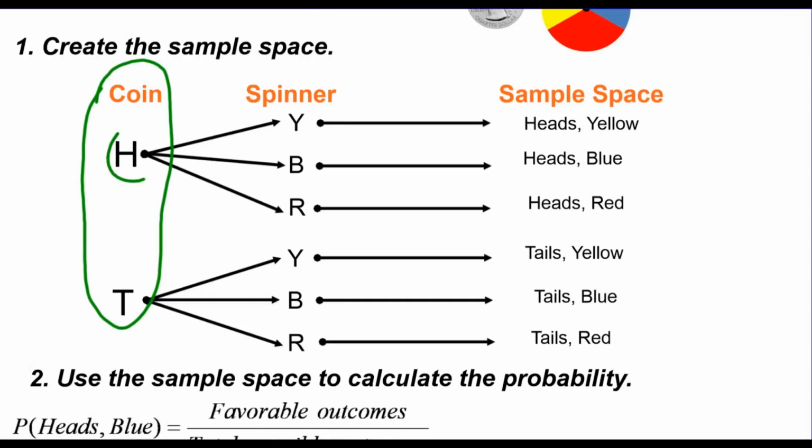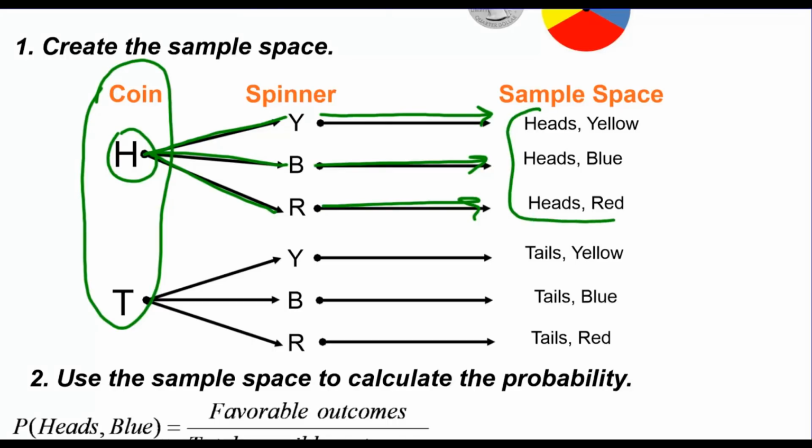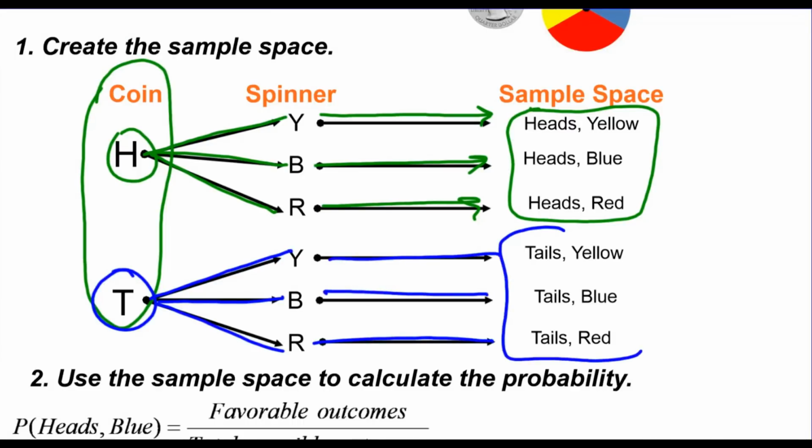So if I get heads first, then I could possibly follow that with yellow on the spinner, blue on the spinner, or red on the spinner. And then you can see I listed those outcomes in the sample space on the right. These are all the possible outcomes if I get heads first: heads yellow, heads blue, or heads red. And then secondly, I could have gotten tails on the coin, followed by yellow on the spinner, blue on the spinner, or red on the spinner. And I list all of those outcomes here. So I could get tails yellow, tails blue, or tails red. And that's it. That's all the possible outcomes that I could have. This tree diagram helped me organize that and get that list.